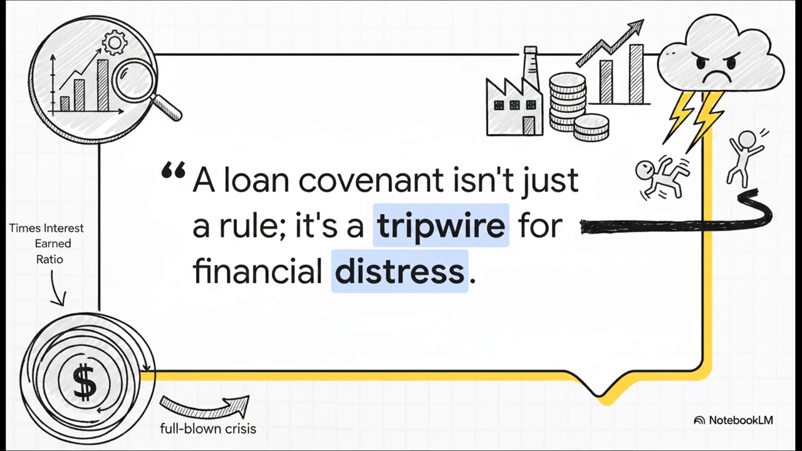A covenant isn't a suggestion. It's a hard limit. You trip that wire, and suddenly lenders might have the right to demand all their money back right now. That can easily push a company that's just struggling into a full-blown crisis. It's why managers are obsessed with watching these metrics.